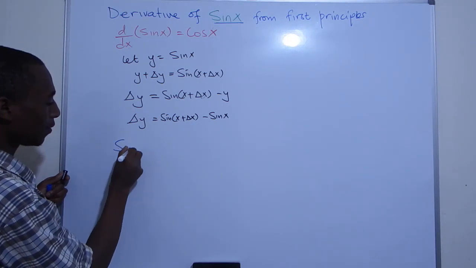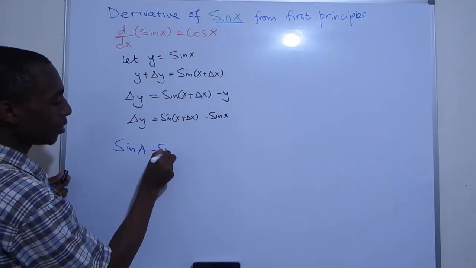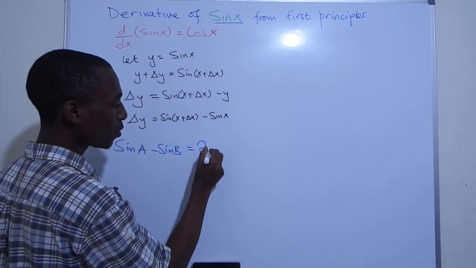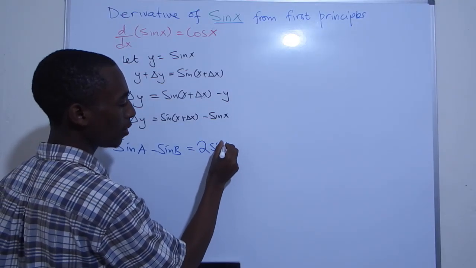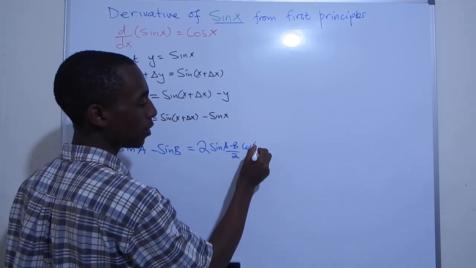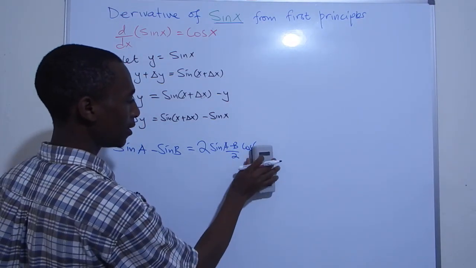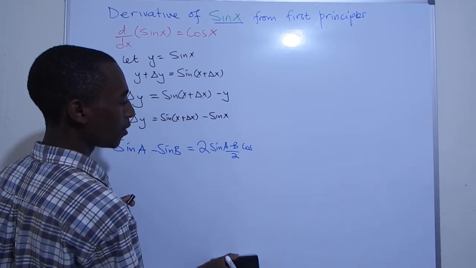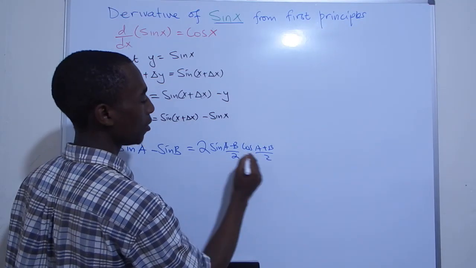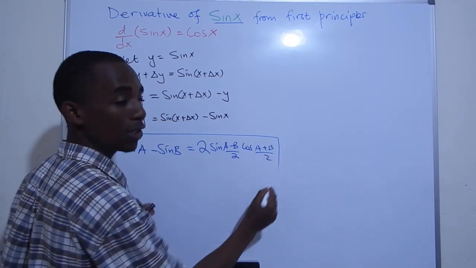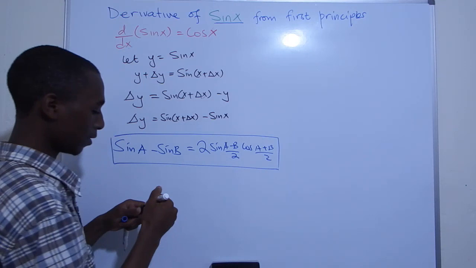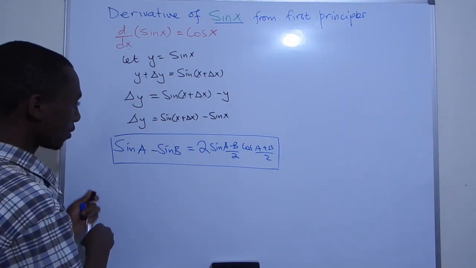We know that if I have sine A minus sine B, this is the same as 2 sine of (A minus B) over 2, times cosine of (A plus B) over 2. This is one of the results of the factor formula. So there we go.